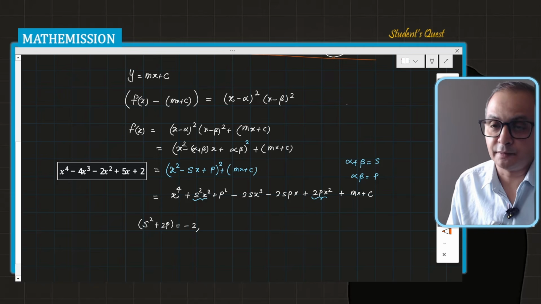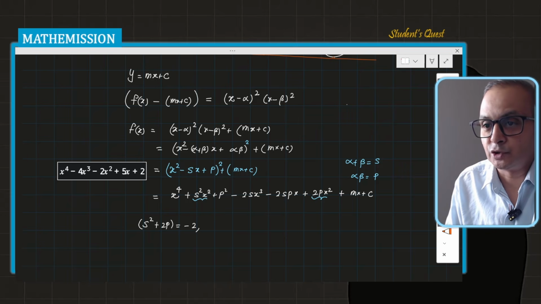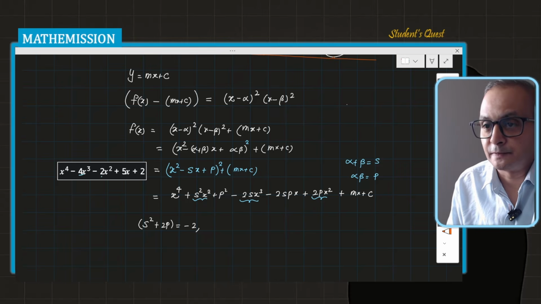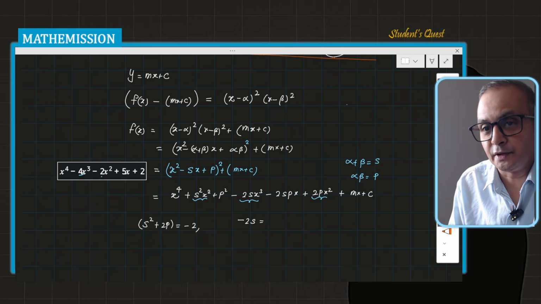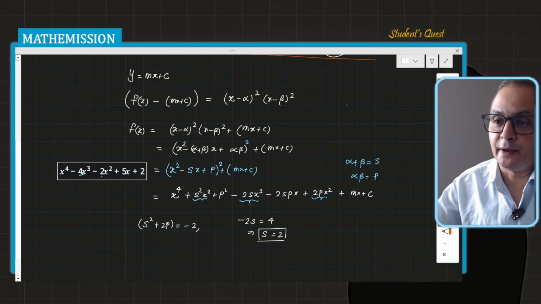Similarly, I will compare the coefficient of x cubed. This is x cubed here, and that is x cubed there. So I get minus 2s equal to minus 4. Therefore, s is equal to 2. I got that. Remember, I have to find out m and c.